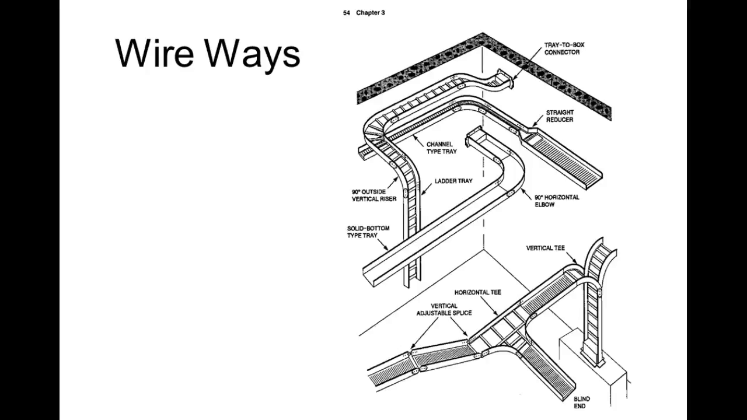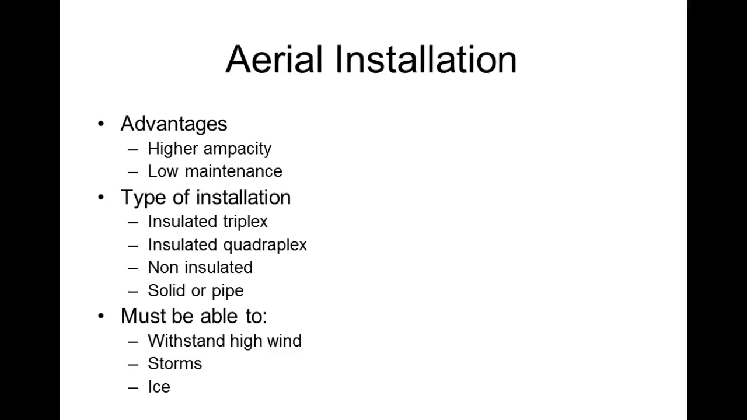I know it's hard to see on the slides, but I think these show up pretty good on the small slides. Aerial installation, high capacity, low maintenance types of installation. We have what we call triplex, which should be 3 conductors in a jacket. We have quadruplex, which would be 4 conductors, non-insulated, solid or pipe.